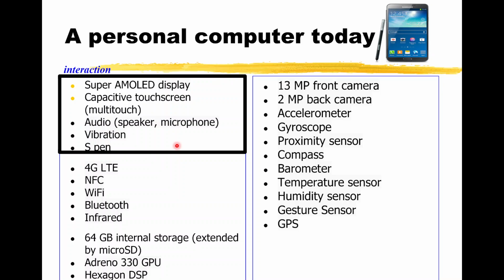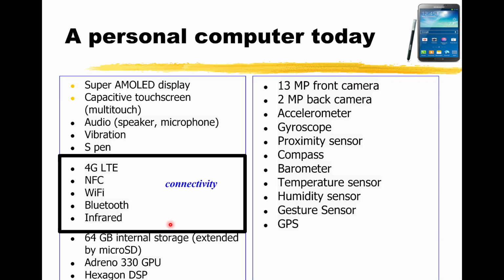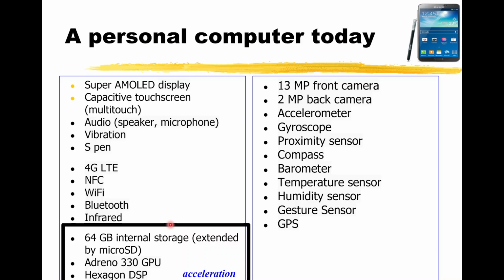We have sensing devices all in our phones. You have cameras in front and at the back. We have accelerometer, gyroscopes, proximity sensors, compass, barometer, temperature sensors, lots of sensors all within these computers. We have GPS also that tells our location. We have also devices for connectivity: 4G, Wi-Fi, Bluetooth, infrared.